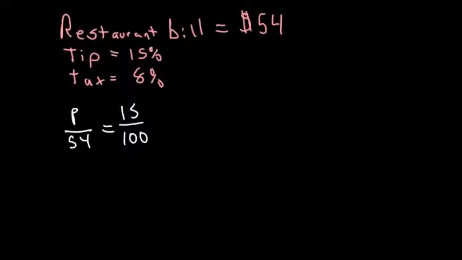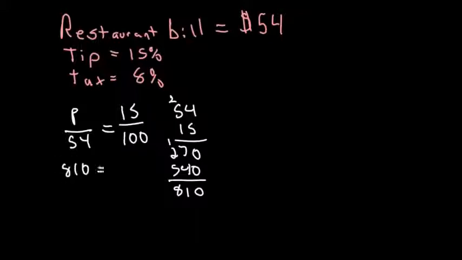So now I need to do 54 times 15. Let's work that out real quick. So 54 times 15. 5 times 4 is 20. 5 times 5 is 25, plus 2 is 27. 1 times 4 is 4. 1 times 5 is 5. Add this up. 0, 1, 1, 8. So I get 810 equals 100 P. So I divide by 100 to get my tip is $8.10.